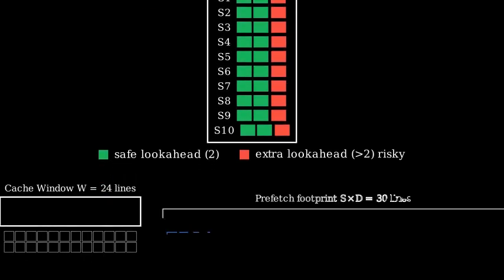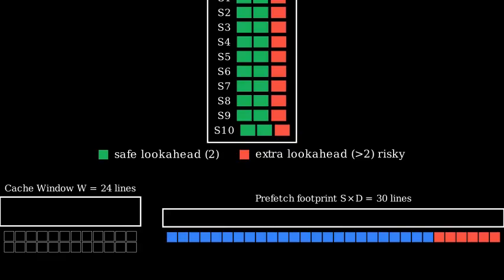To reason about pollution, we compare how many prefetched lines want to stay resident versus a working window of cache lines. Let S be 10 streams. Let D be degree. A simple footprint estimate is S times D lines. We compare it to a local cache window W. To make the risk visible on screen, let's assume a window of 24 lines. Then at degree 3, the footprint is 30 lines, which exceeds the window and increases eviction risk. We'll draw a 24-slot cache window and a 30-slot prefetch footprint counter.